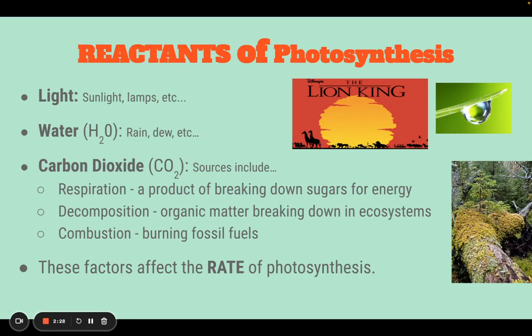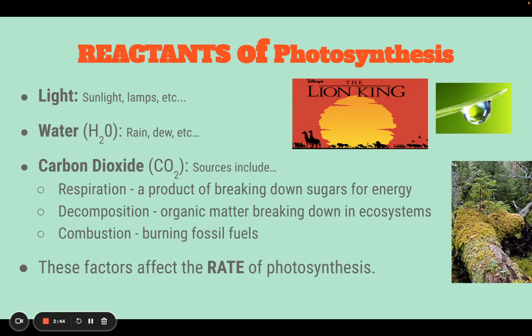The reactants of photosynthesis are light. Some examples of light would be sunlight, lamps, something like that. Water, or H2O, and examples could be from rain, dew, etc. And then carbon dioxide, or CO2.